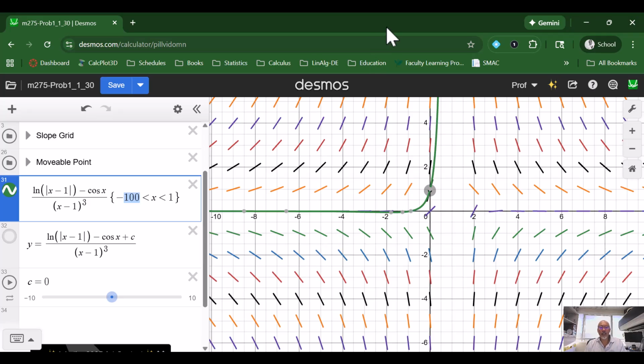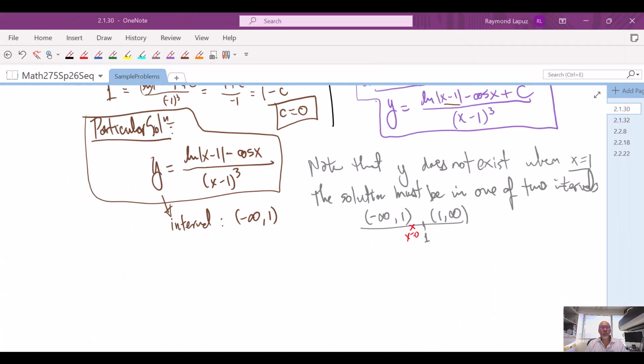Okay, so that's it. We have our solution, we have our given interval based on the existence and uniqueness theorem, and we have solved for this problem using the variation of parameters. I hope that helps. Good luck.